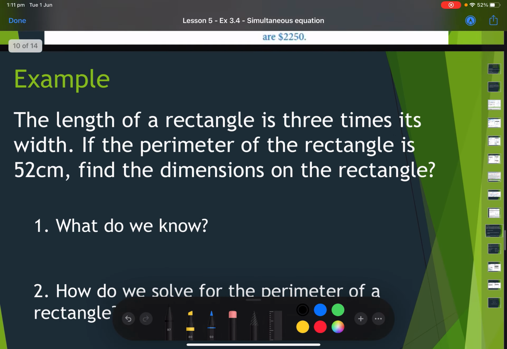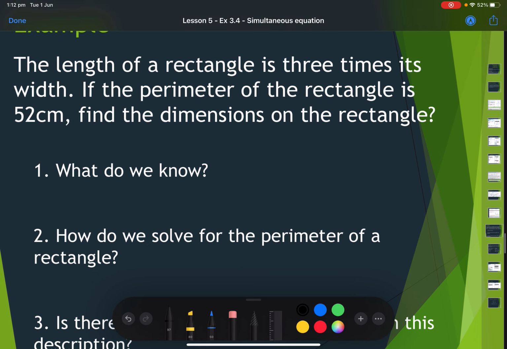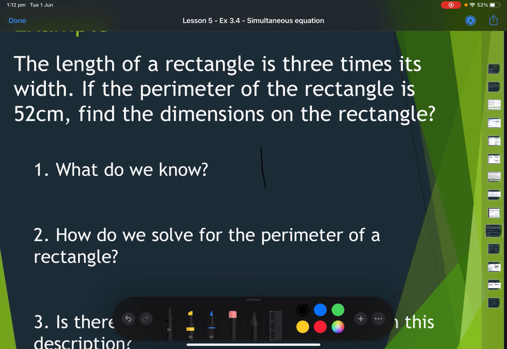All right, another example. The length of a rectangle is 3 times its width. If the perimeter of the rectangle is 52 centimeters, find the dimensions of the rectangle. So, what do we know? We know that we've got a rectangle. Okay, we know what shape a rectangle is. We're going to let L equal length, and we're going to let W equal width. So we've defined what our 2 variables are that we're going to be using.